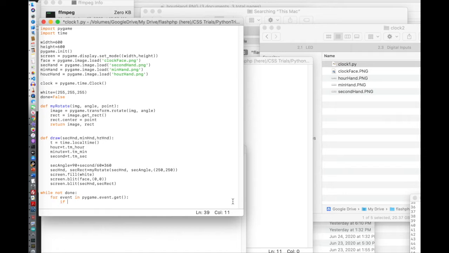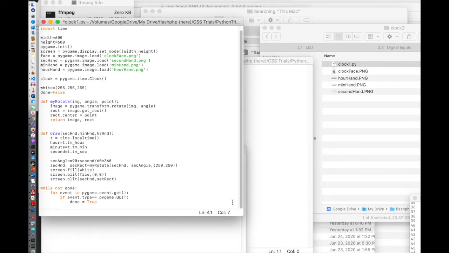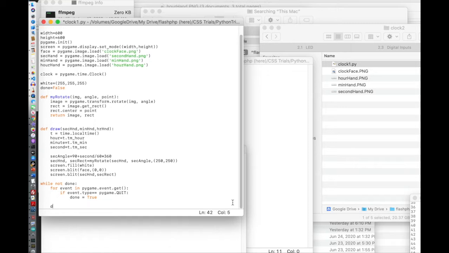for, if somebody tries to quit the game, event.type is equal to, that's double equals, pygame dot, all capitals QUIT. When we quit, done is equal to True, capital T. If we get past that, in line with the for loop, I'm going to put draw. Just going to call draw over and over and over again.